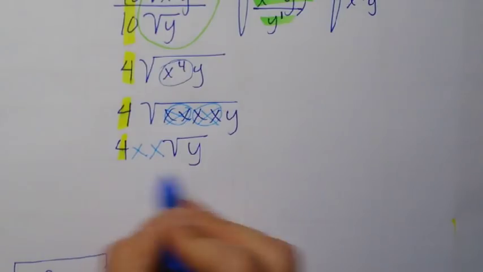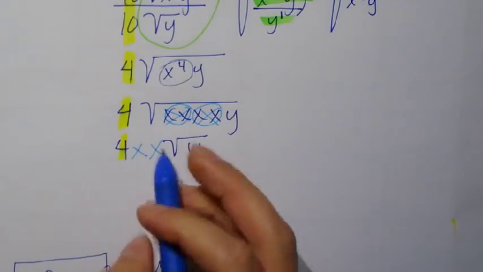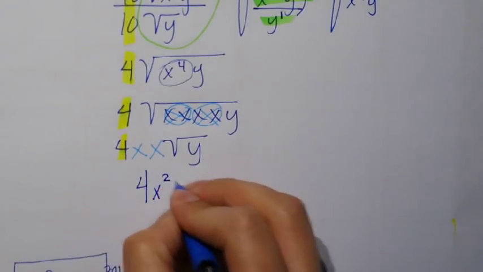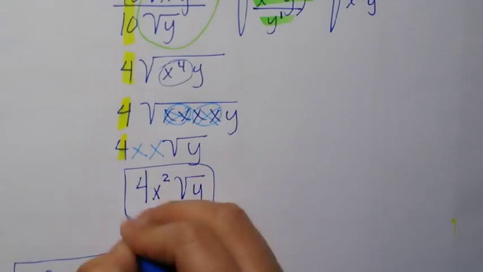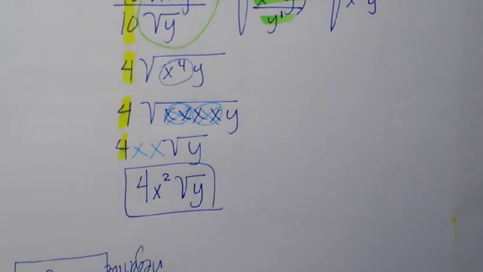So now I'll rewrite this nicely. Instead of x times x, 4x squared, square root of y. And that would be my answer for number 8.